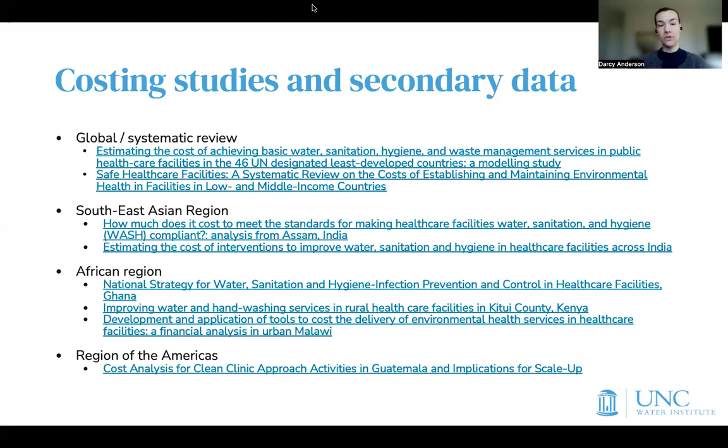I'll highlight 2 studies you see there at the top. There's a study that was done in 46 UN designated least developed countries. That's so far the largest costing study to date. And then there's a systematic review that looks at cost studies, about 60 cost studies across different countries. And then there's some additional geographic specific studies there. I encourage you to take a look at the recording and review those references later. Great. That's it from me.